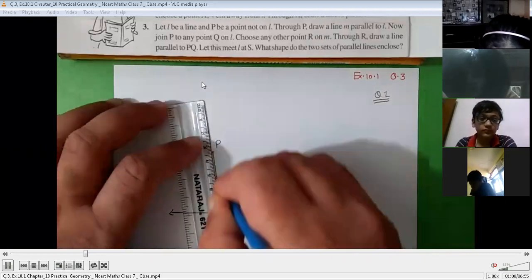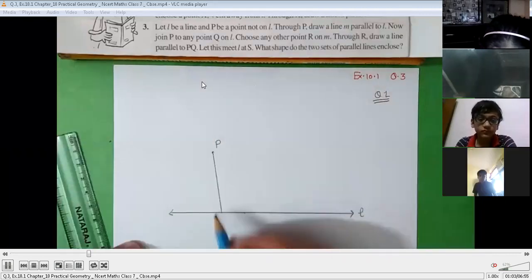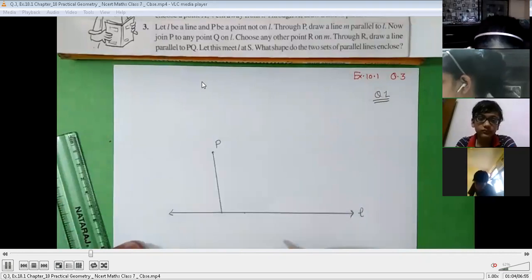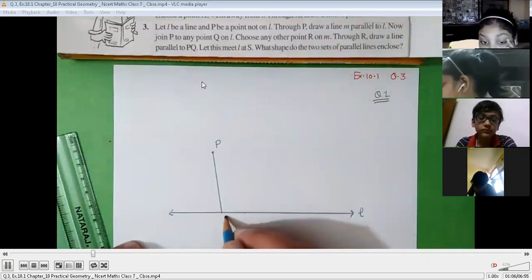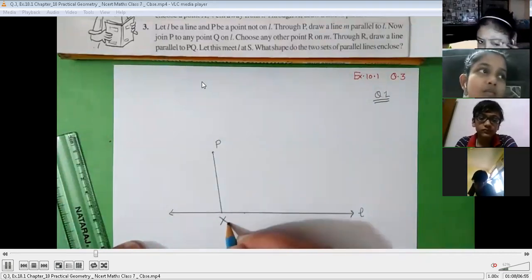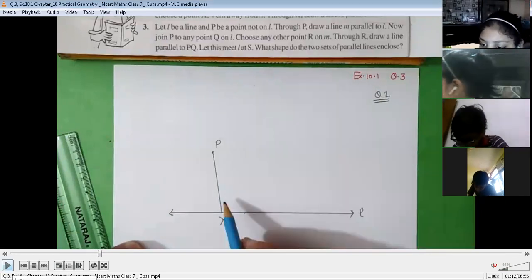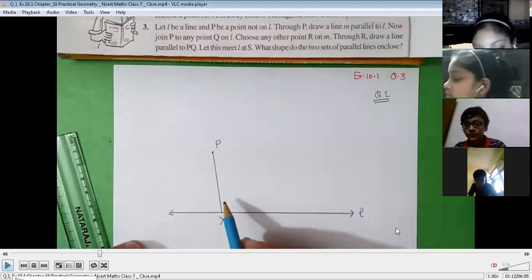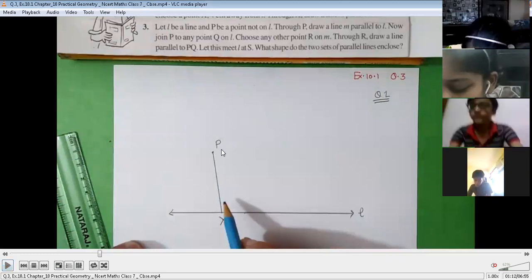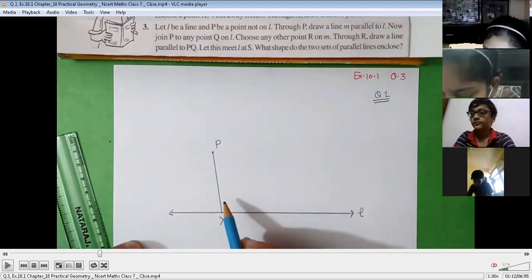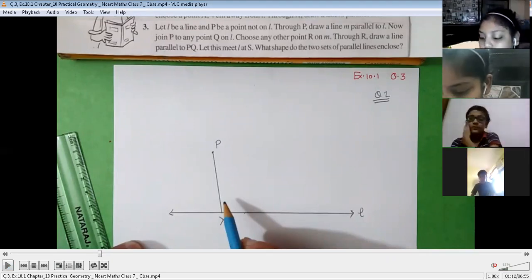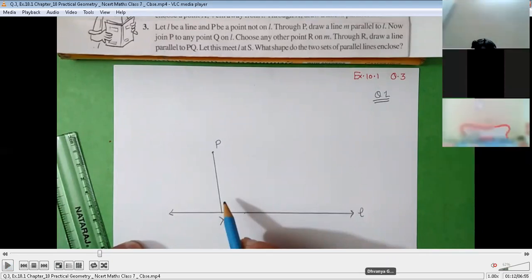So, first of all, draw any line and join it at L. Draw a transversal line at P and join it at L and mark it as X. Well, if you draw it up to here, first draw a line L, mark a point P outside it and join PX. Draw it, everyone, up to here.